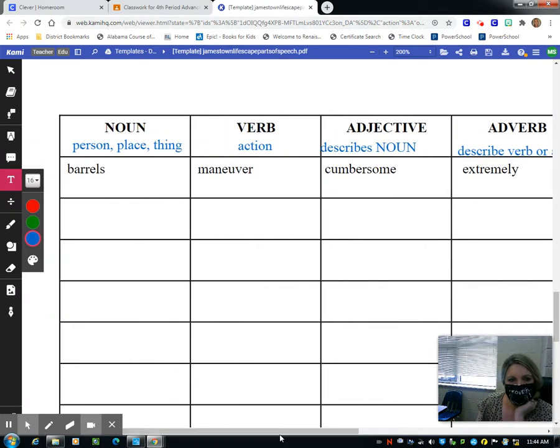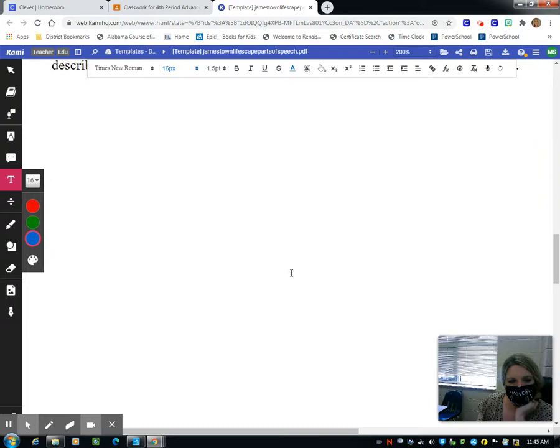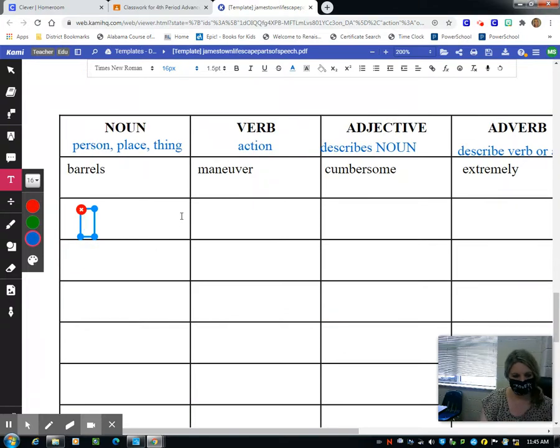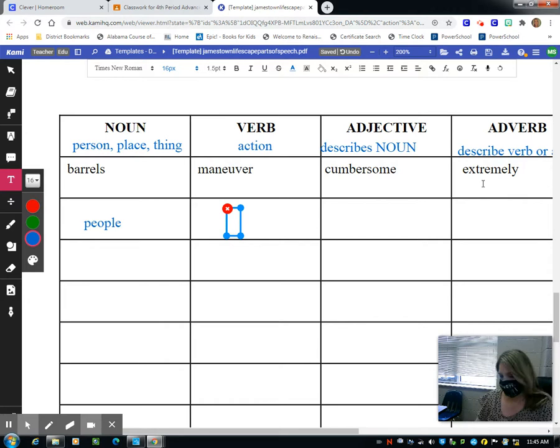Okay, so let's do another one. What's another noun we can get from the painting? People. Okay. So people. What is a verb, an action they're doing? Move. Wait, no. Talking. Talking. Okay. So talking.